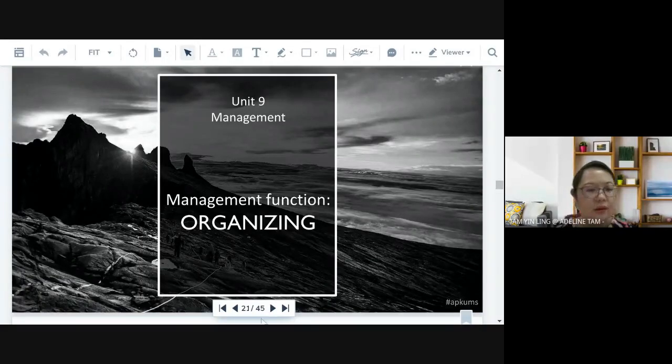So today we are looking at the second function, organizing, and the third function, leading and controlling. So let's look at what we mean by organizing first.